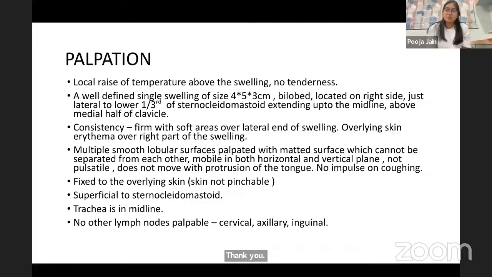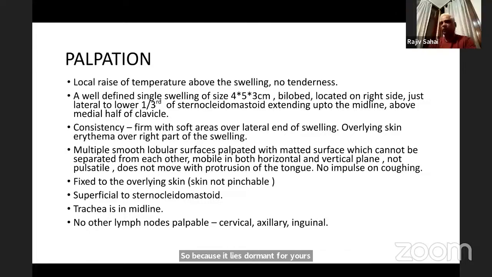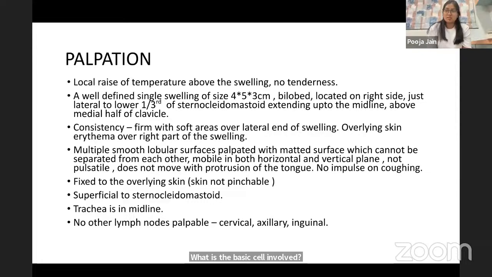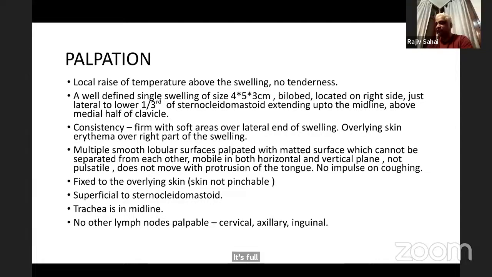Because it lies dormant for years. No, that's not the point. Why is it called a cold abscess? Why does tuberculosis not produce a hot abscess? What is the basic cell involved in fighting tuberculosis? Langhans cells and lymphocytes. It's lymphocytes.